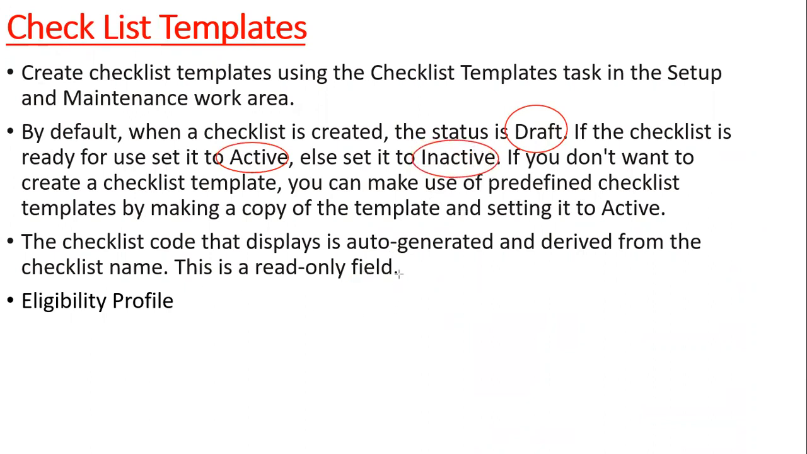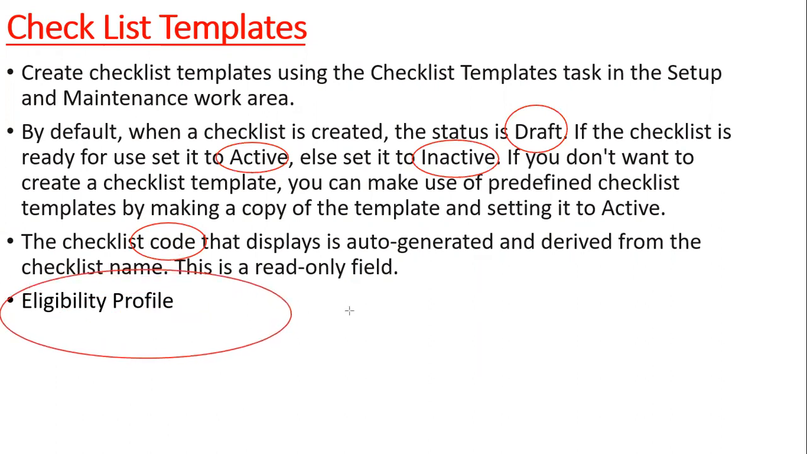If you say, no, I don't want to create a checklist template, what you can do is make use of predefined checklist templates by making a copy of the template. Whenever we are creating the checklist, the code will be generated automatically, which is used to identify the checklist uniquely. When we are writing queries in BI reports, or in a workflow notification, if we are calling this checklist, we can call it by using the checklist code instead of the checklist name. That's the advantage of the checklist code.